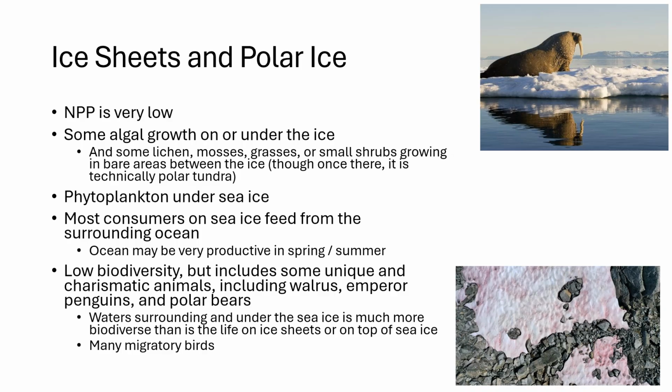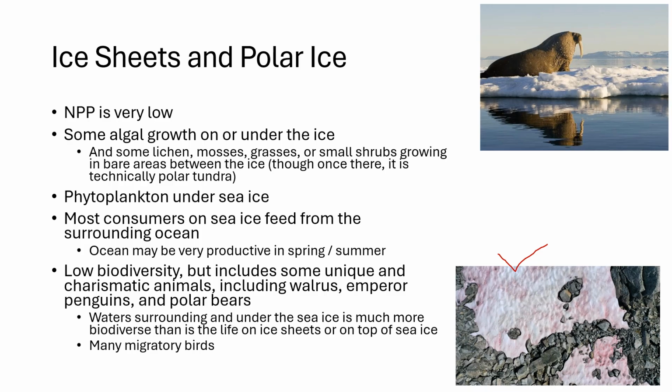There is some algal growth under the ice. There can be some algal growth on top of the ice. This pink or reddish color down here, though, that's an algae that's growing on this ice in Antarctica. You can have some lichen, grasses, or mosses growing in the bare soil between the ices, but once you're there, you're technically in the tundra, not in the ice sheet itself. You can have phytoplankton attached to and underneath the ice if that is sea ice or an ice shelf. But most of the consumers in these biomes are going to be feeding from the surrounding ocean. So think about the polar bears, the walrus, the penguins.